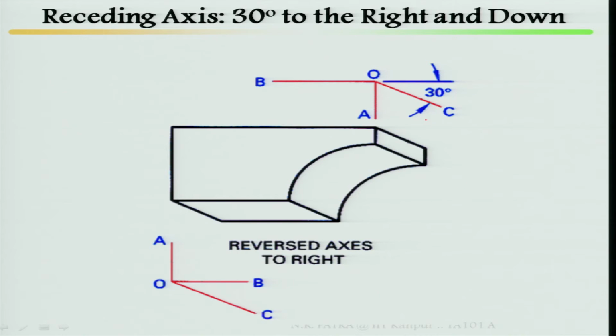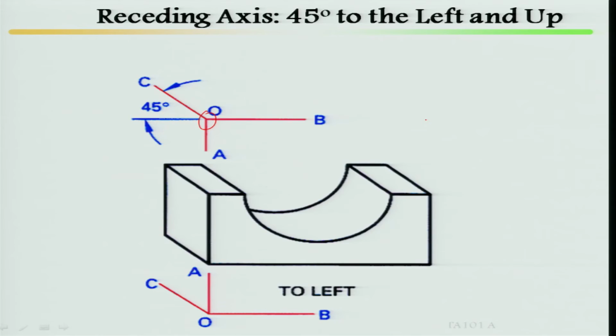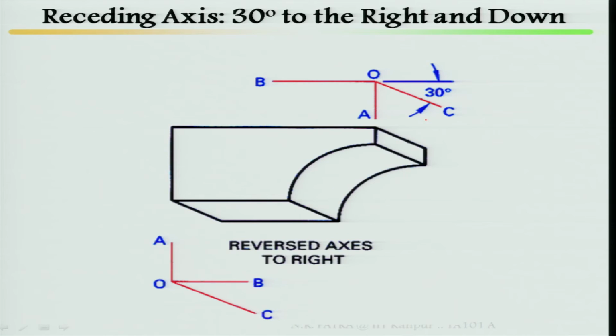That kind of question will be asked: draw a cabinet or cavalier view where your depth direction is 30 degree to the right and down. That means it will be down and 30 degree towards your left. If you look here, 45 degree to the left and up, and here is your 30 degree to the right and down.